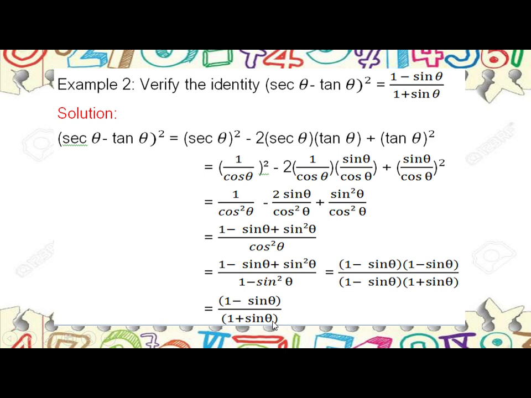So we prove here that the secant theta minus tangent theta square, okay, quantity of that, is actually equivalent to 1 minus sine theta all over 1 plus sine theta. Okay, so that's how we are going to simplify trigonometric identities. Okay, that's how we are going to simplify and prove trigonometric identities. Okay, I think that this is only for today.